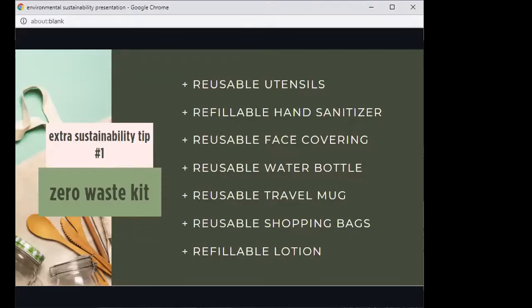The first of these intermediate or extra steps is what we call the zero waste kit. I'm sure probably everybody has heard about zero waste kits at this point. They're kind of trendy. It's a buzzword right now, but basically it's a collection of items that you carry with you that are going to enable you to reduce the number of single-use plastics you need to purchase while you're on the go. So I put together a list here on this screen, but this is just a basic list.